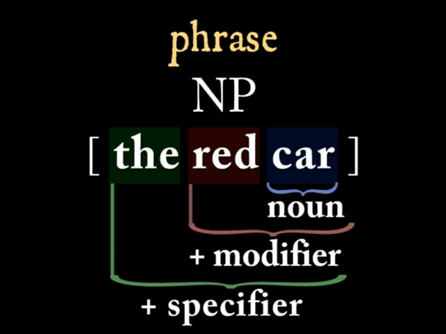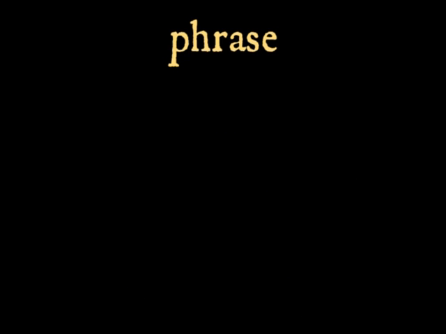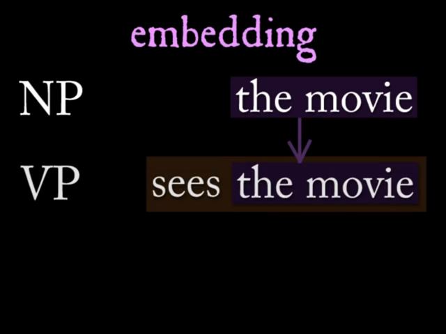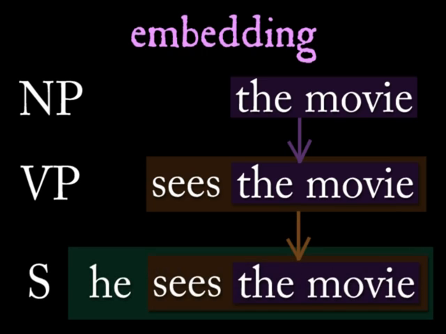A key feature of phrases is that they can embed into other phrases. You'll notice that phrases will build up into other phrases, which will then build up into larger and larger phrases until we get to a sentence, which is itself an entire phrase. So all of these are grammatically connected units.